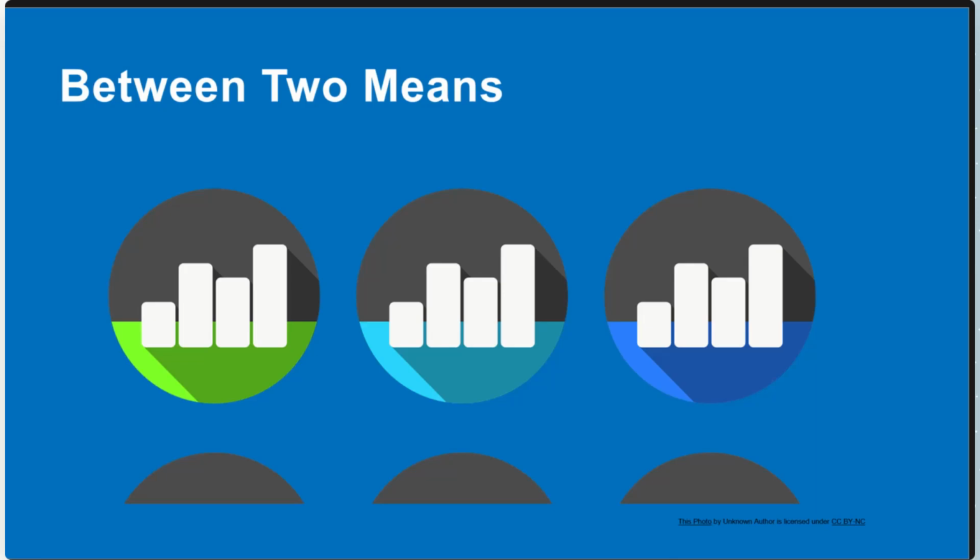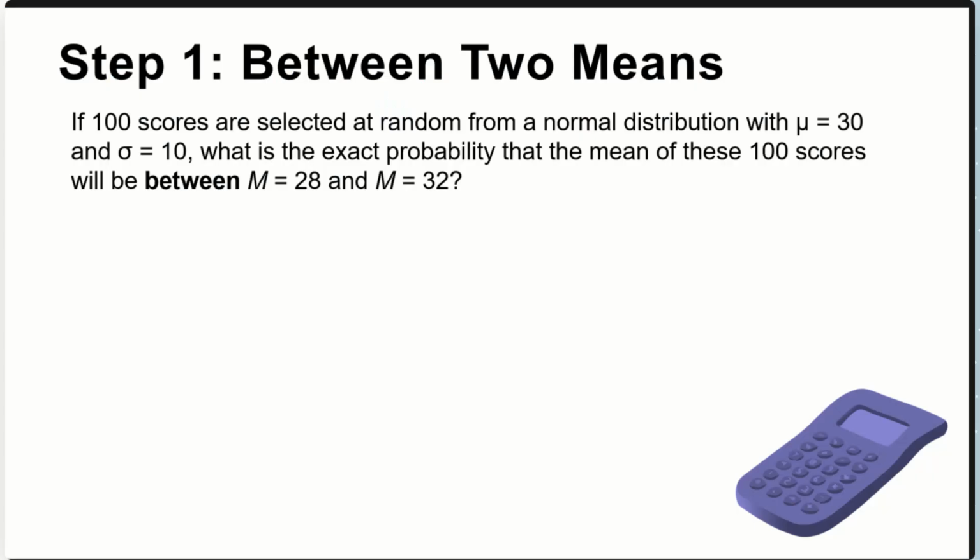Let's answer our third area under the curve question, when we're interested in what is the probability of obtaining a mean between two means. We'll go through 4 steps to help us answer that question. We'll start with step 1, but before we do that, let's revisit the example.